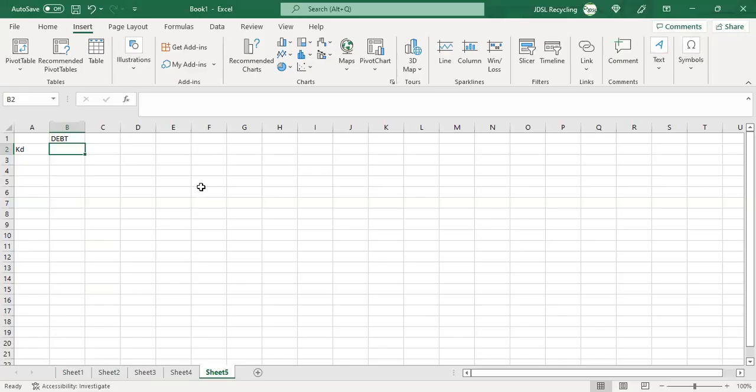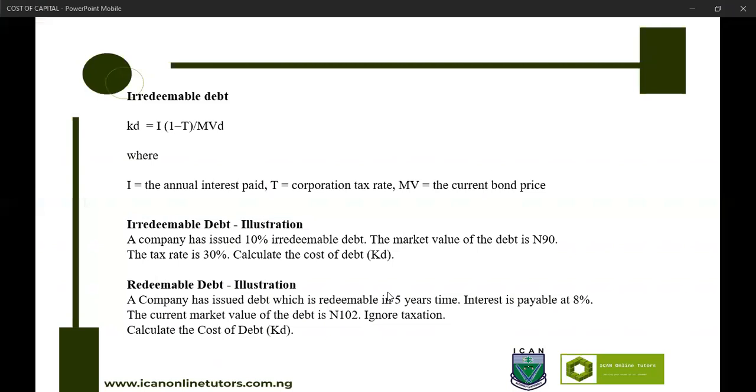So you need to explain the formula. KD represents the cost of debt. I is the interest. T is the corporation tax rate. While MVD is the market value of debt. Is that clear? MVD, market value of debt.